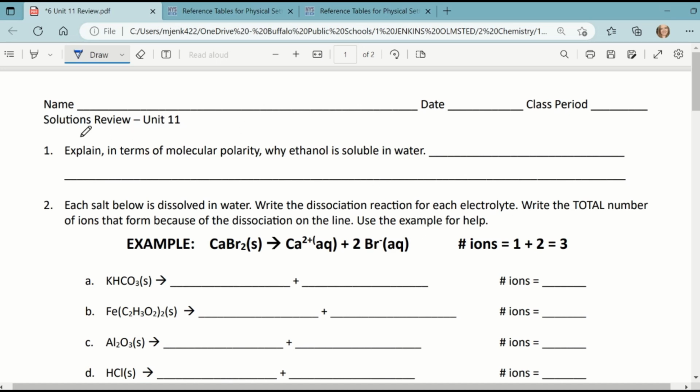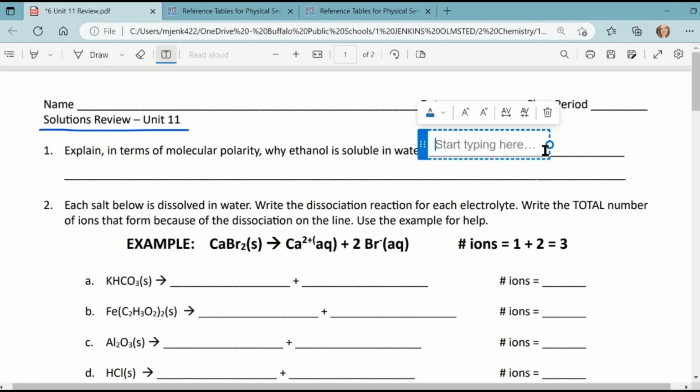All right, we are going to go through the solutions review, this sheet. So here's the first question. Explain in terms of molecular polarity why ethanol is soluble in water. So I'm using the Edge browser, so I have these PDF tools. So explain in terms of molecular polarity, so I'm going to extend it to here, why ethanol is soluble in water. So I got to talk about polarity, right?